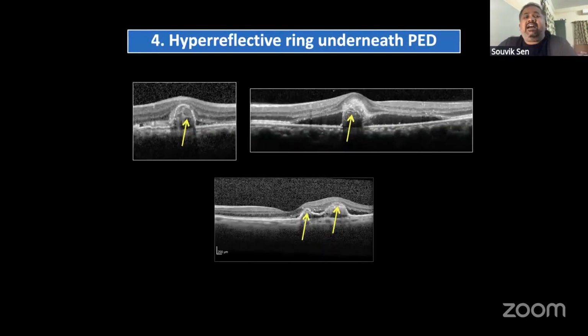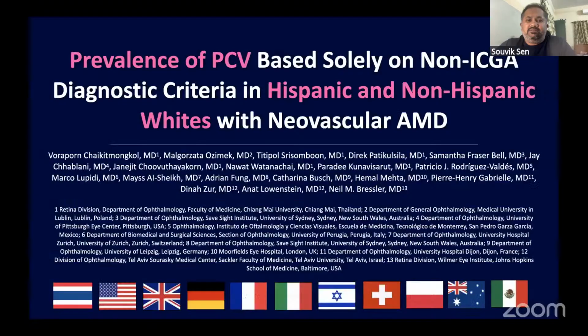And then we're seeing that characteristic hyperreflective ring underneath the PED. So when we combine these characteristic hallmarks, it helps us arrive at that diagnosis more confidently. So now, they did a study using these modalities on white Caucasian patients, but one group was Hispanic and one group was non-Hispanic.